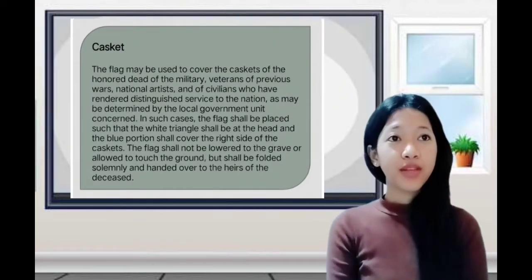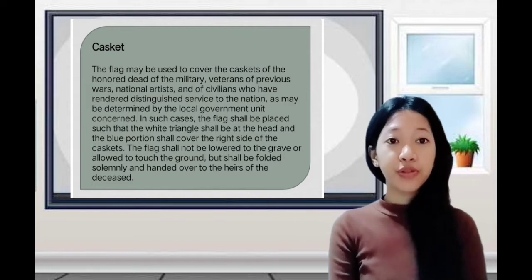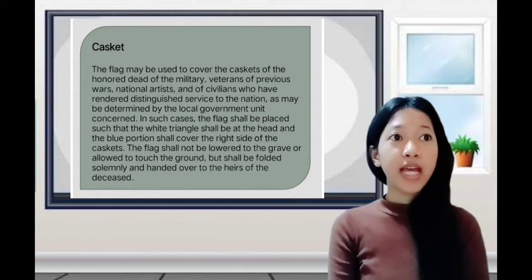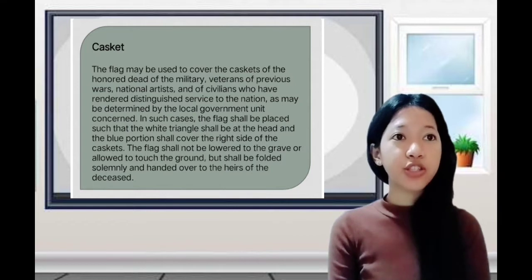Casket. The flag may be used to cover the caskets of the honored dead of the military, veterans of previous wars, national artists, and of civilians who have rendered distinguished services to the nation, as may be determined by the local government unit concerned. In such cases, the flag shall be placed such as the white triangle shall be at the head, and the blue portion shall cover the right side of the caskets. The flag shall not be lowered to the grave or allowed to touch the ground, but shall be folded solemnly and handed over to the heirs of the deceased.